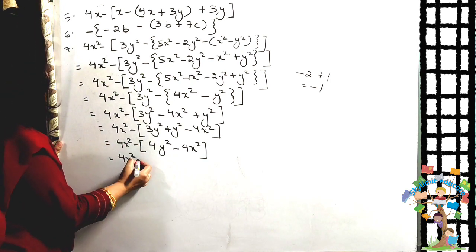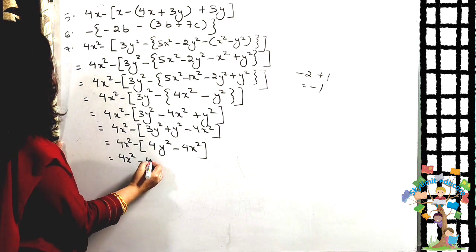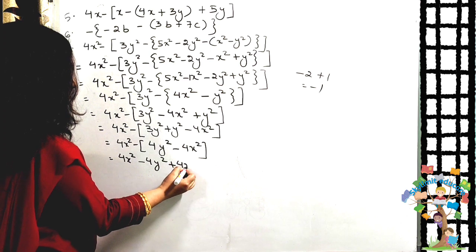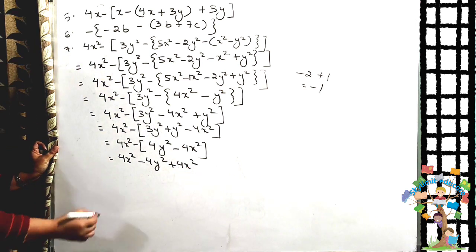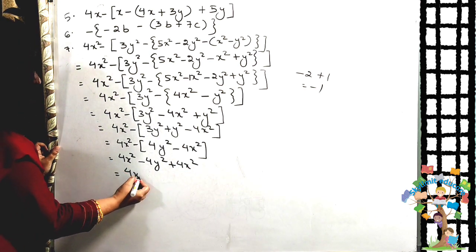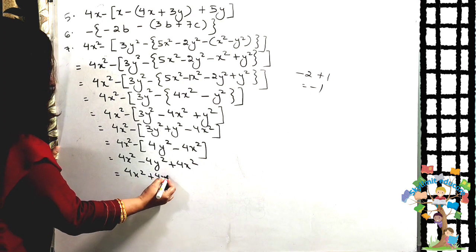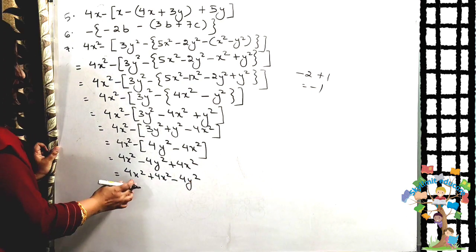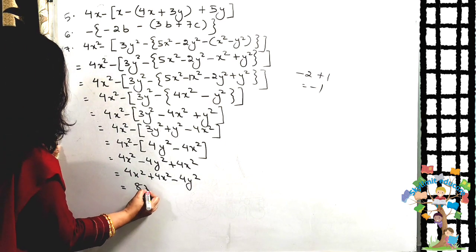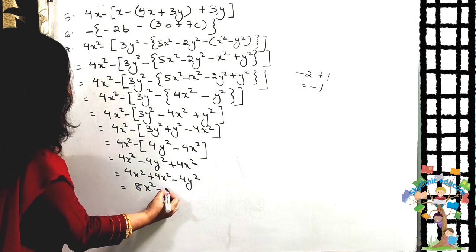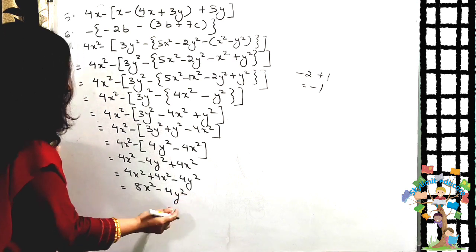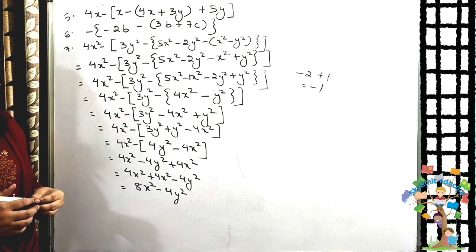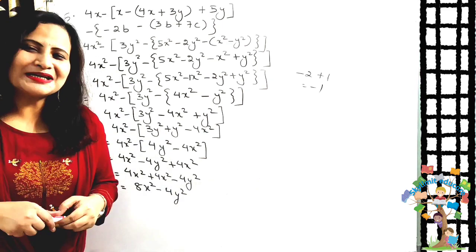So this minus sign means what? 4y square will become minus 4y square. And minus 4x becomes what? Plus 4x square. Right? Now this 4x square plus 4x square are like terms. We'll write them together. Yes, 4 plus 4 is 8. 8x square minus 4y square. And this is your answer because we cannot solve it further. Both have different literal coefficients. They are unlike terms. Okay.